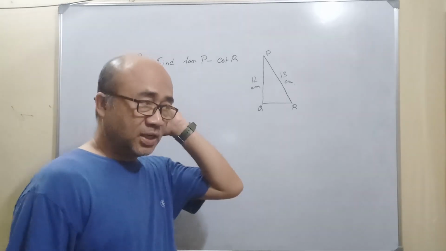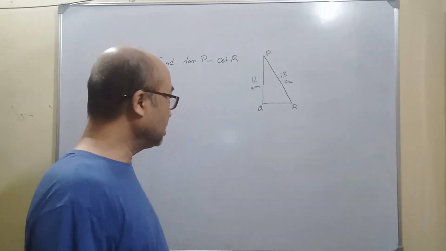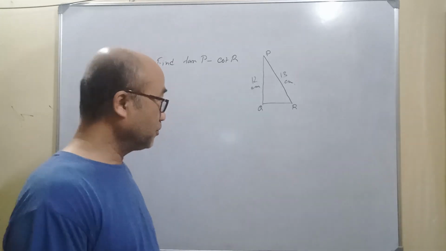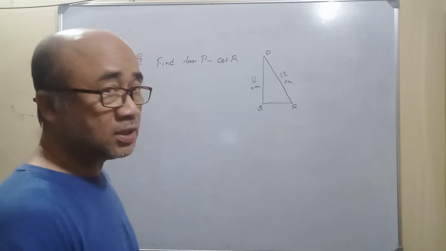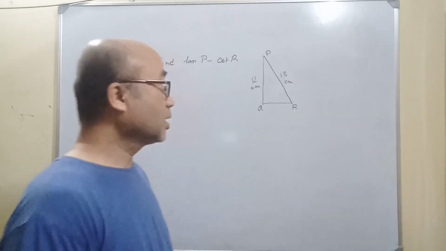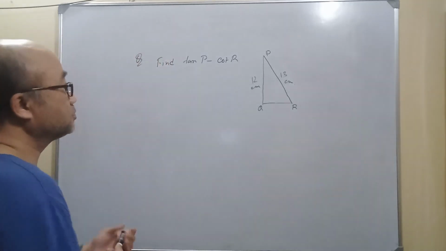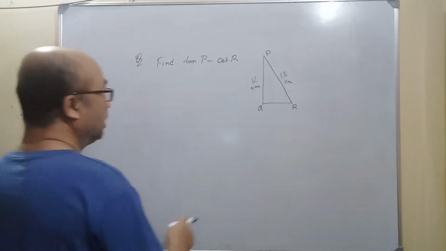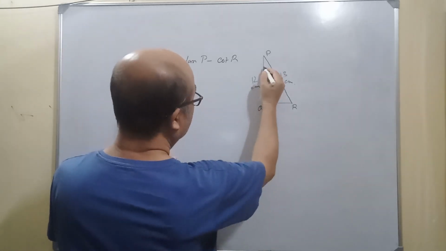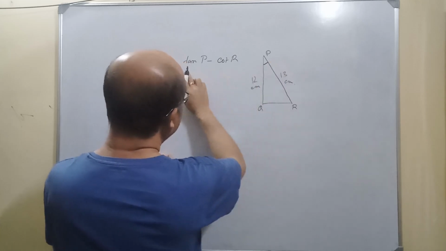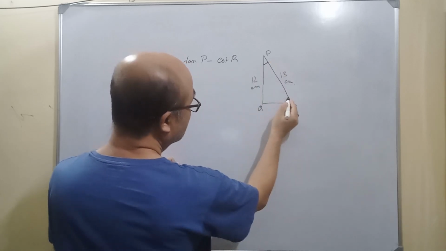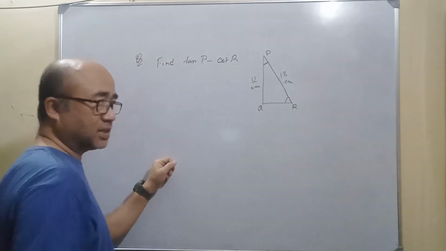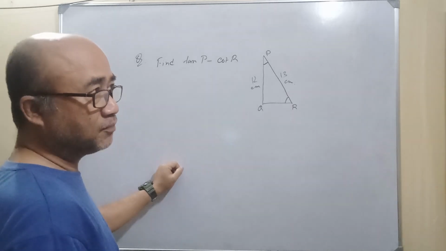Now I have picked this question because it gives me the opportunity to reiterate a very important concept. So let us do the math. Let us solve it. We have to find first the tangent of this angle, tan P, and then the cotangent of this angle, cot R, and find their difference. That is the question.